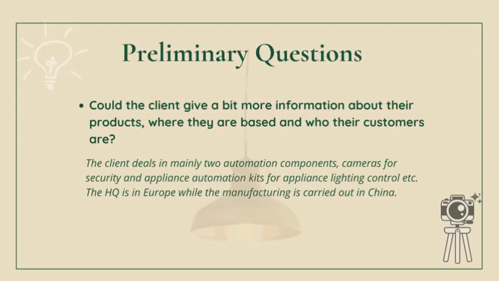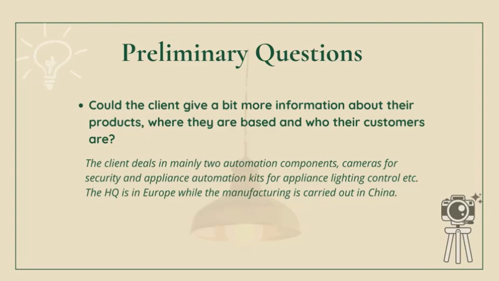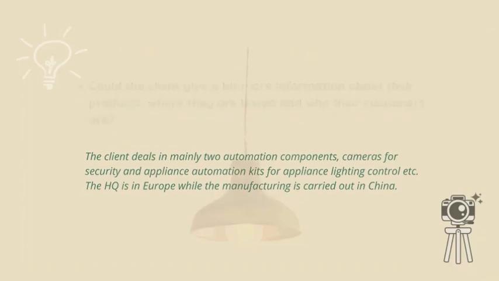Once you get a statement, you should first ask some preliminary questions in order to know the client company in a better way. Questions to be asked here are: could the client give a bit more information about their products, where they are based, and who their customers are? The answer is that the client deals mainly in 2 automation components: cameras for security and appliance automation kits for appliance lighting control, etc. The HQ is in Europe, while the manufacturing is carried out in China.